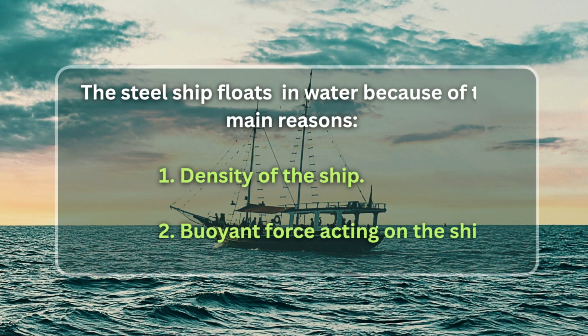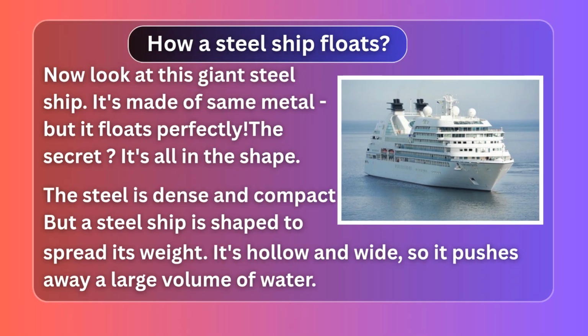A steel ship floats in water because of two main reasons. First, the density of the ship. Second, the buoyant force acting on the ship. How a steel ship floats. Now, look at this giant steel ship. It's made of the same metal, but it floats perfectly. The secret? It's all in the shape.